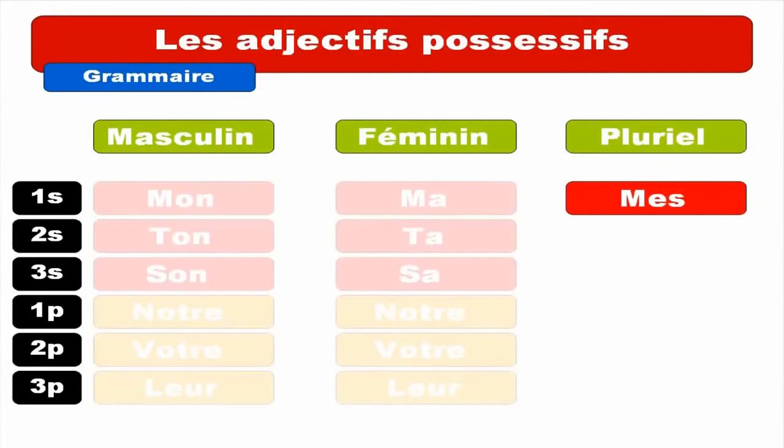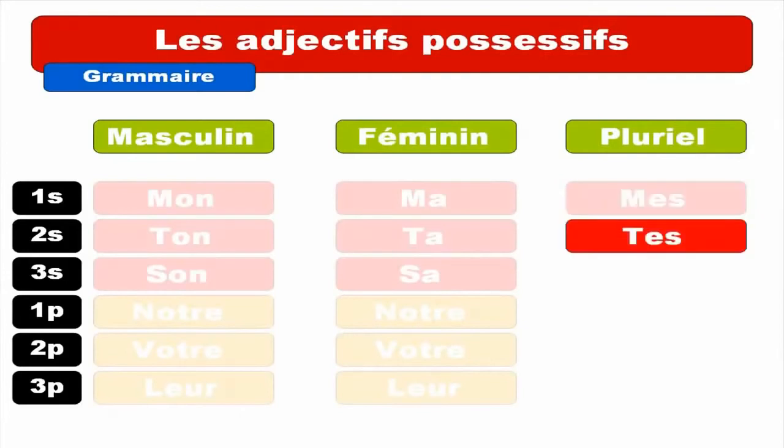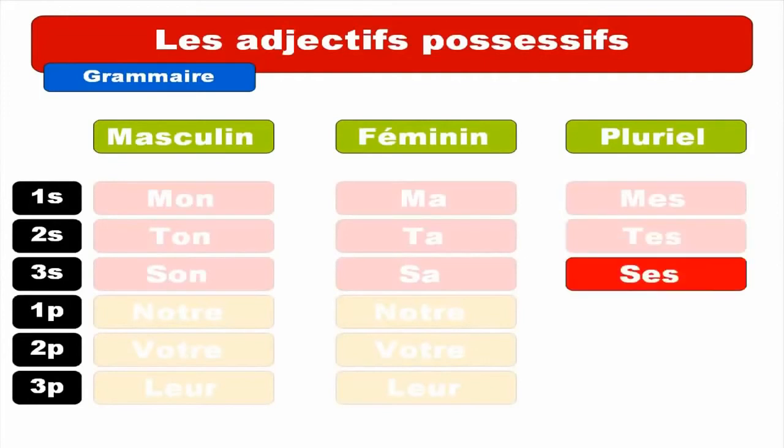Pluriel. So you've got mes. Repeat. Mes. You don't pronounce the final S, but this combination ES gives you the sound E. Mes. Repeat. Tes. Same sound, this open E. Don't be afraid to open your mouth. Tes. Repeat. Ses, same thing. Repeat.